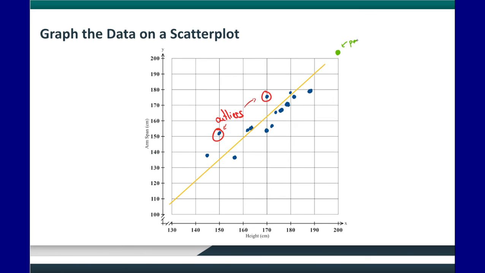So let's call this prediction. So that's our prediction that we're making. If someone was 200 centimeters tall, what would we predict the arm span to be? Well, again, it's a hypothetical because we are kind of off the grid here, but because we're going up by tens, maybe this is about 205. So we would predict that someone that had a height of 2 meters or 200 centimeters would have an arm span of 205 centimeters.